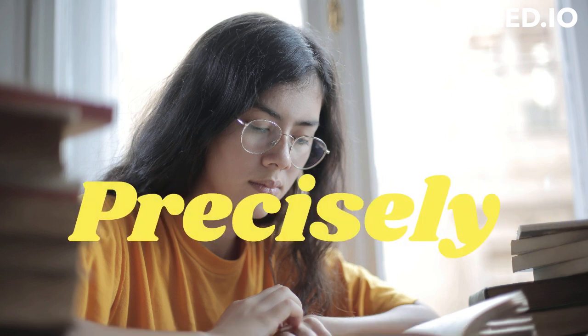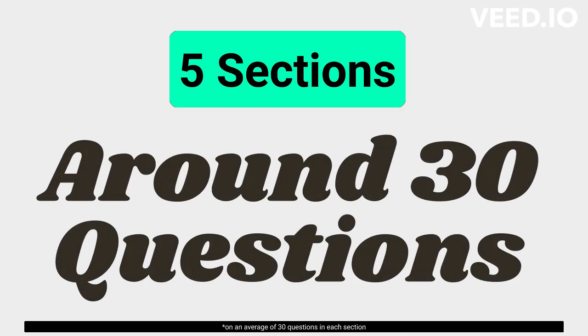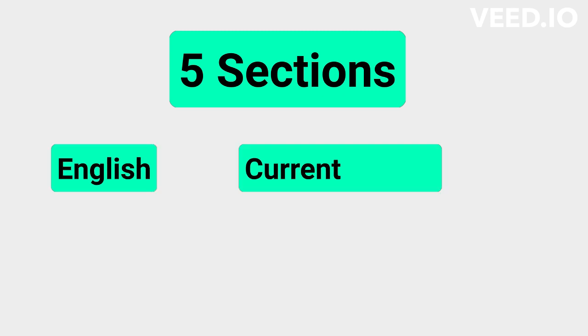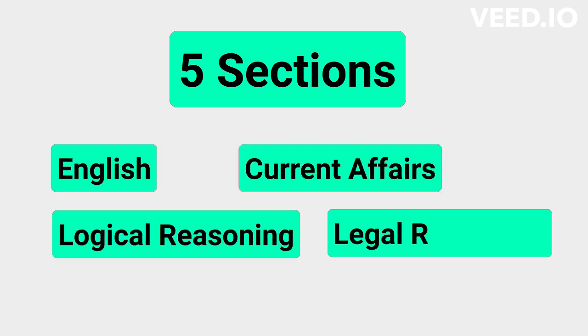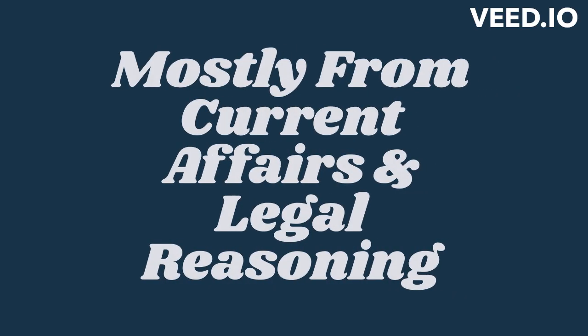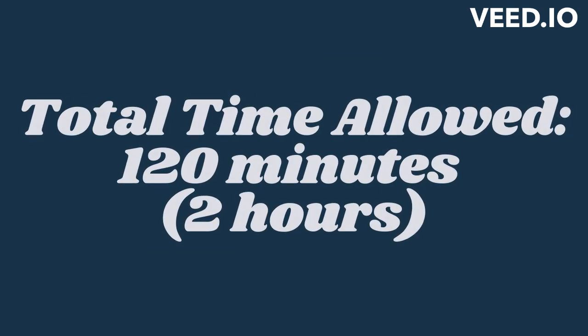To be precise, the exam consists of a total of 5 sections. These sections have almost 30 questions from topics in English, current affairs, logical and legal reasoning, and quantitative techniques. Current affairs and legal reasoning have the highest weightage. A candidate is allowed a total time duration of 120 minutes to complete their test.